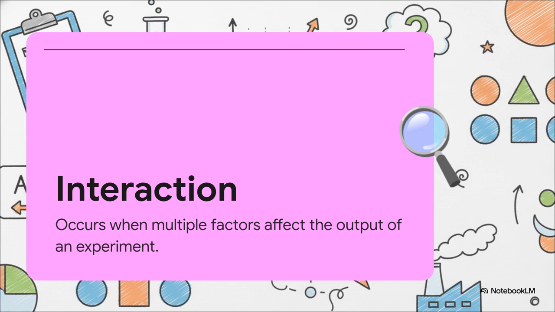Let's go back to our cake. Maybe more sugar makes the cake sweeter, and a higher temperature makes it browner. Okay, simple enough. But an interaction is when high sugar and high temperature together don't just make it sweeter and browner, they create this perfect, delicious caramelization, an outcome that neither factor could ever achieve on its own. The effect of one factor literally depends on the level of the other.